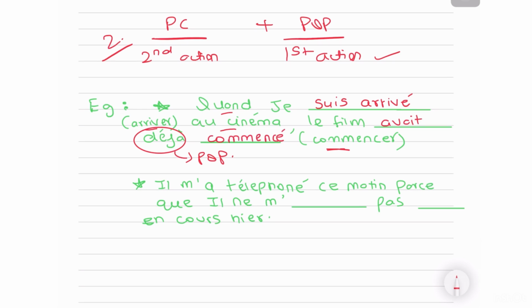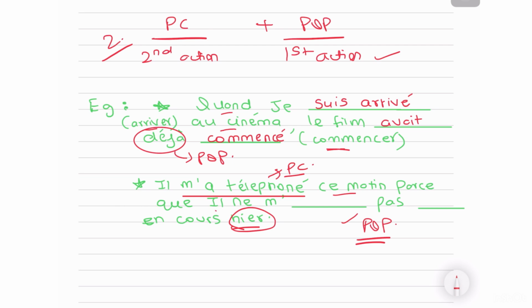Same way, if you look at the second one, right, you have two strong indications. One is ce matin, this morning, and another one is hier, yesterday. What happened before? Obviously, yesterday comes before today, right? This means this will be the first action, and first action is always plus-que-parfait. And another help given to you is that this action is already conjugated in passé composé. So it means he called me this morning because he had not seen me in class yesterday. Okay, so the action of him not seeing me in class yesterday was the first thing that happened, and only then he called me today.